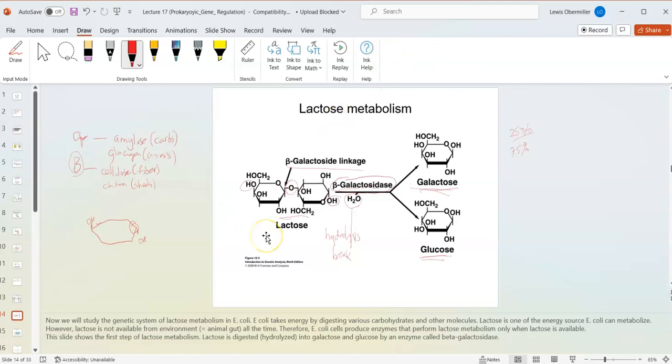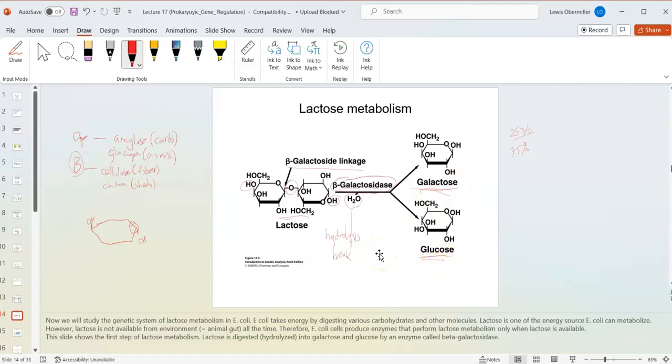It's probably too much. What I want you to know for the test is that there's a beta galactoside linkage linking this disaccharide together, which we call lactose. That enzyme uses water, right? So it has R groups that attract water. They're hydrophilic, not hydrophobic. That water comes in and splits this bond and forms two sugars.